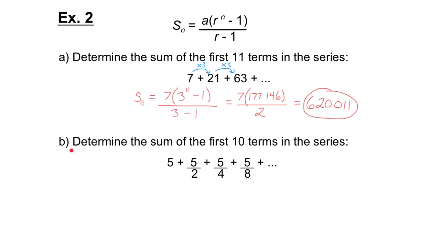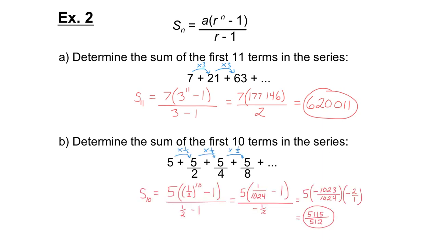Follow the same method for the second one. We see that the common ratio is a half. We're multiplying by a half every time. We're starting with 5, and we're looking for the sum of the first 10 terms, so n is 10. Now the math might be more difficult if you don't like fractions, but we're just following BEDMAS. Exponent first. 1 to the exponent 10 is 1. 2 to the exponent 10 is 1024.